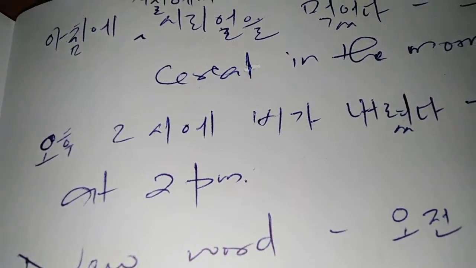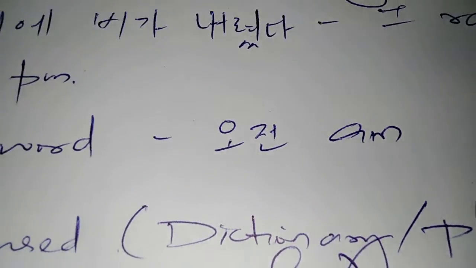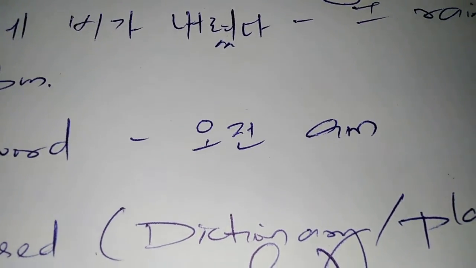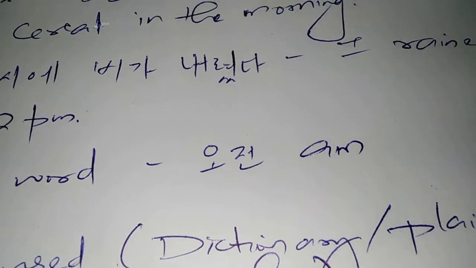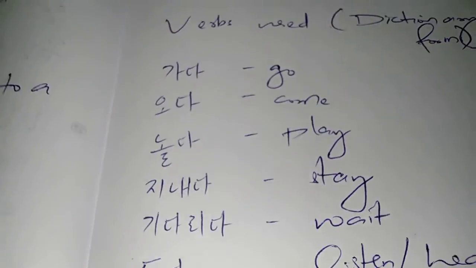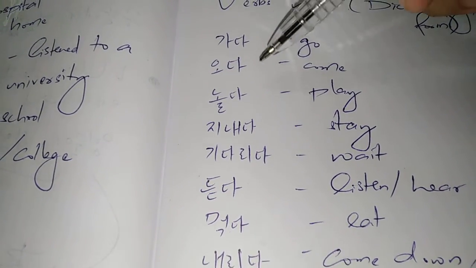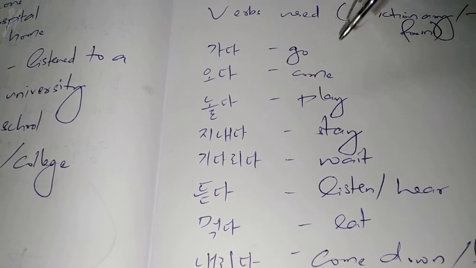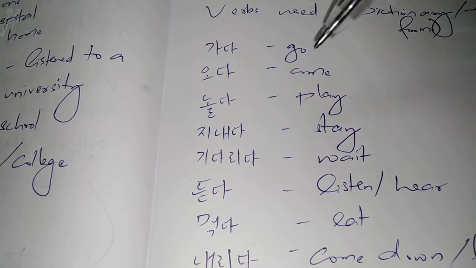So, how to say AM instead of PM? AM would be 오전. And PM and AM, it is the same time frame as in English. Now we will look into the plain or dictionary forms of the verbs that we saw in the sentences up until now. The first one, 가다. 가다 means go. That was what we saw as 갔다. 오다, come. That is what we saw as 왔다. 노리다, play. Once again, it was 놀았다.